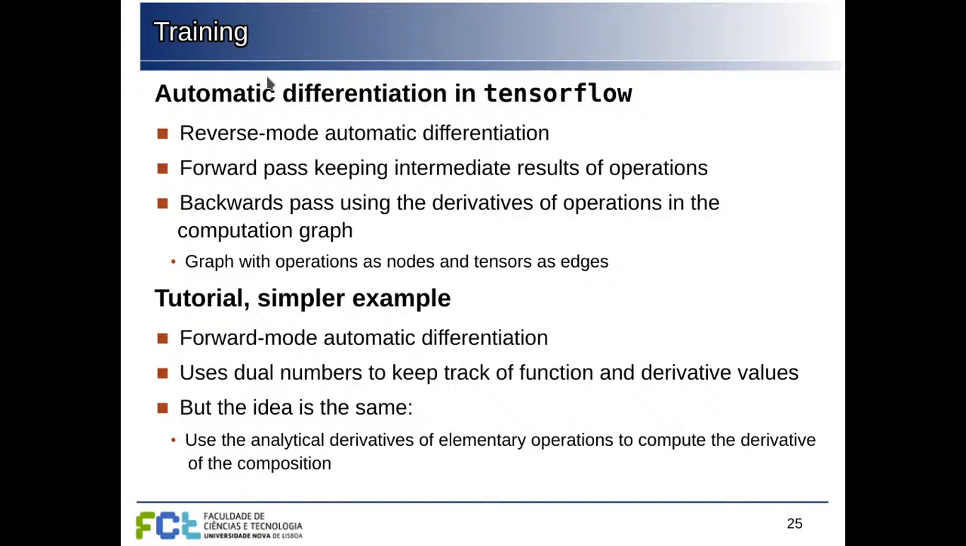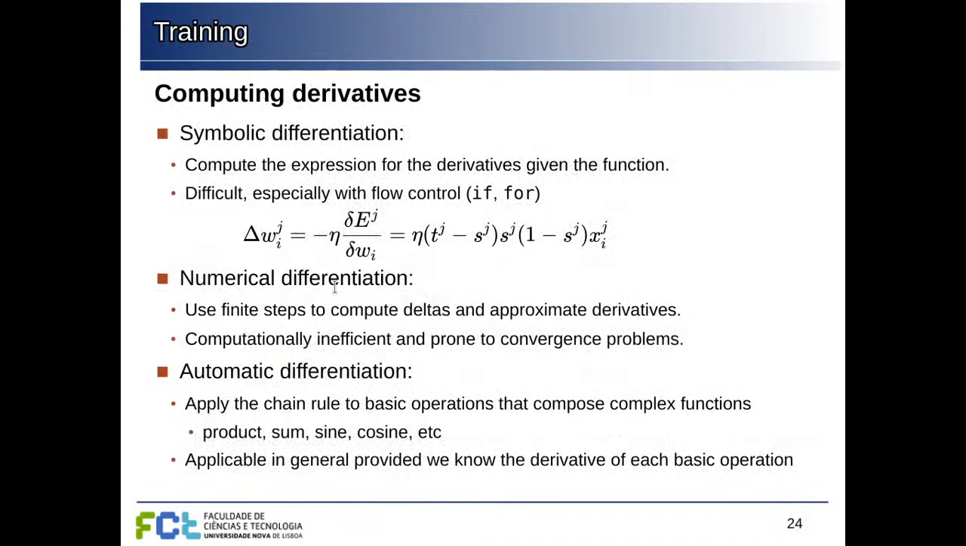So we're going to see in the tutorial today a simpler example of automatic differentiation, which uses forward mode automatic differentiation. In this case, we use dual numbers to keep track of both the function and derivative values along all the operations, and we accumulate both the values and the derivatives as we apply all these functions. The reason for showing you forward mode automatic differentiation is that we want to give you an idea of what automatic differentiation is, in particular to distinguish from numerical differentiation.